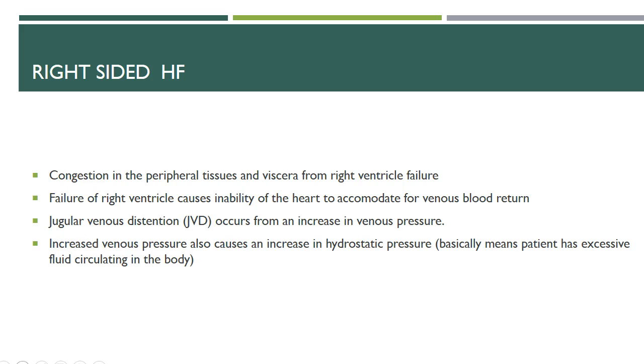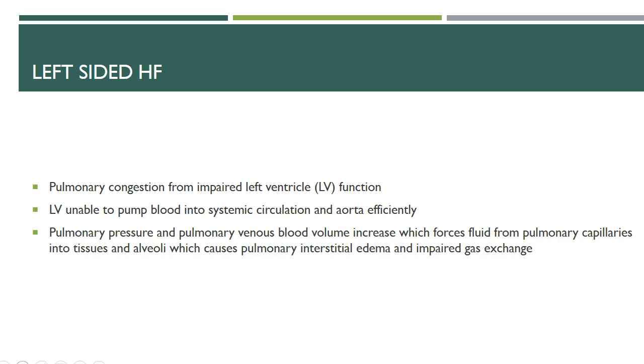So what is right-sided heart failure? Right-sided heart failure is when you start to have congestion that is backing up into the tissues and organs from the right ventricle of the heart not working. Failure of the right ventricle causes the heart to stop accommodating for venous blood return. You start getting JVD because of this increased venous pressure. And this increased venous pressure also causes an increase in hydrostatic pressure. And what that means is that you basically have excessive fluid circulating in your body.